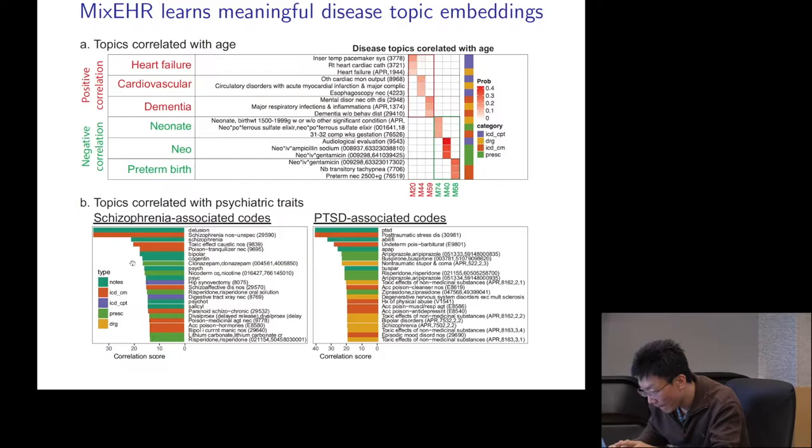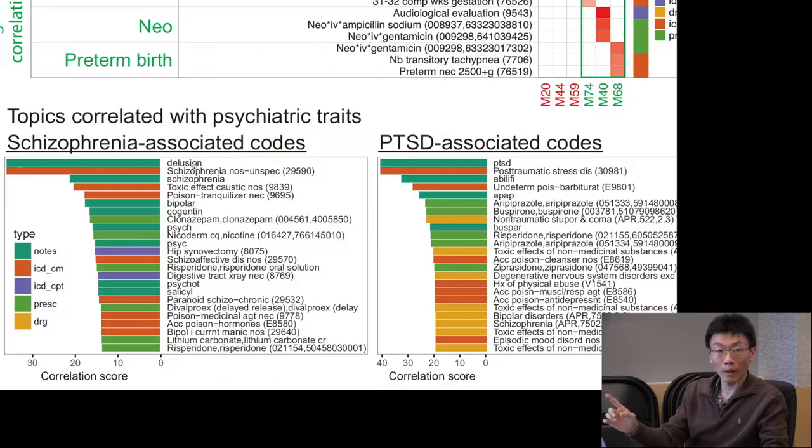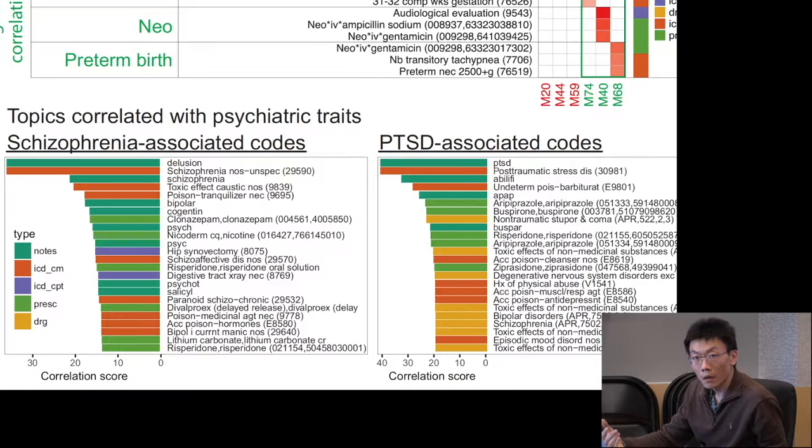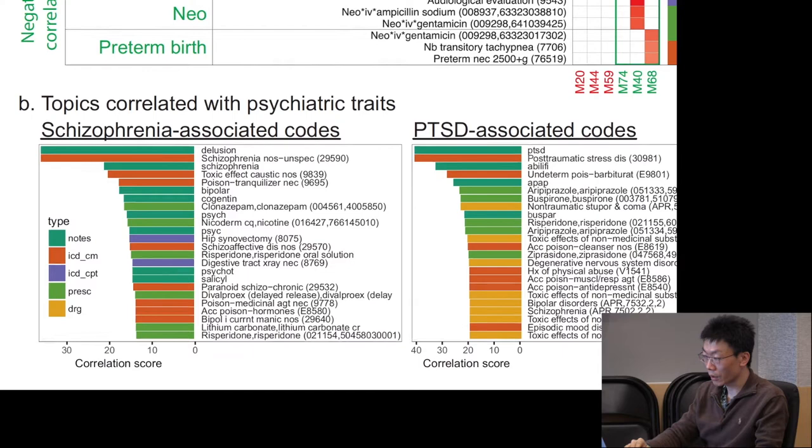Right, so what are the related EHR codes or terms associated with schizophrenia? From here, you can see delusion from doctor notes is the top one. Schizophrenia is also associated with itself. There's also bipolar disorder, which is associated with schizophrenia, which makes sense because they share a substantial genetic architecture. And there is a specific drug which treats schizophrenia patients. So that's another useful way to learn about the periphery of that central disease.